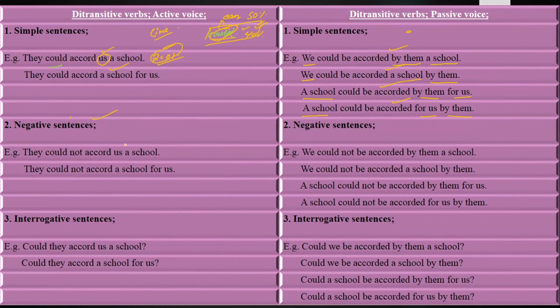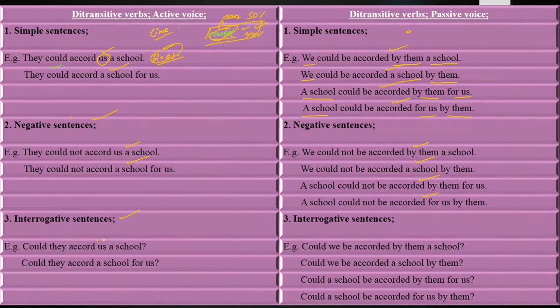They could not occur us a school, they could not occur a school for us, we could not be occurred by them a school, we could not be occurred a school by them, a school could not be occurred by them for us, a school could not be occurred for us by them. Interrogative sentences. Those sentences in which we ask questions and put queries are called the interrogative sentences.